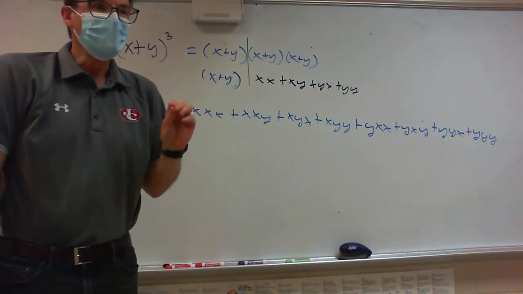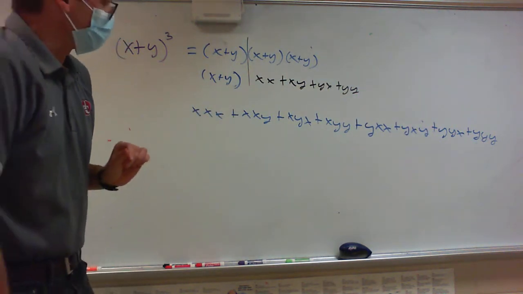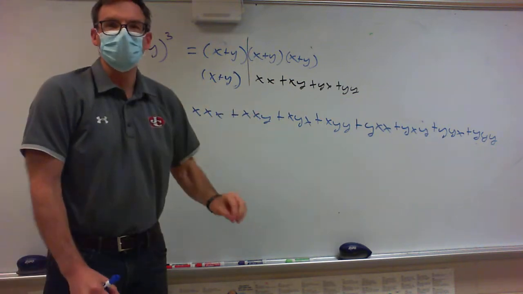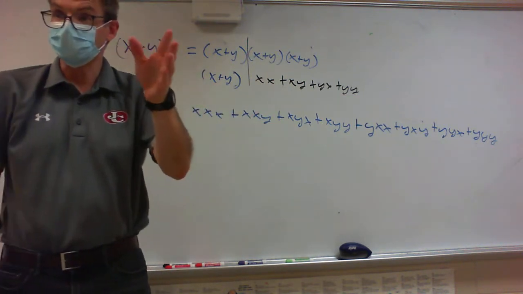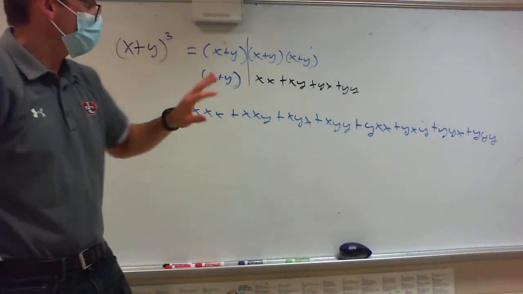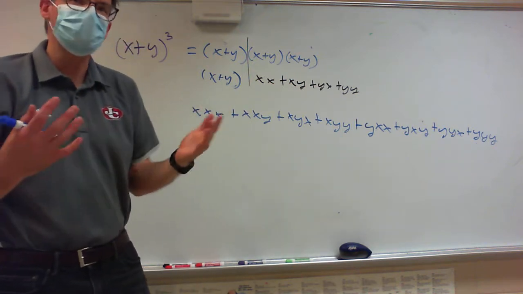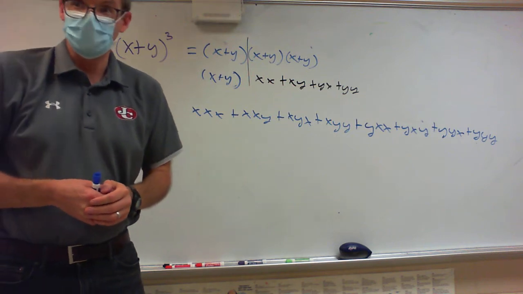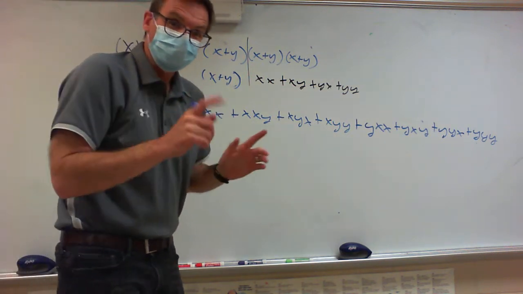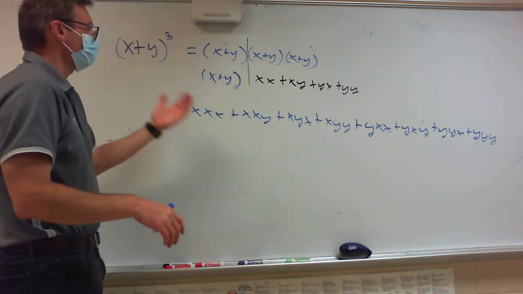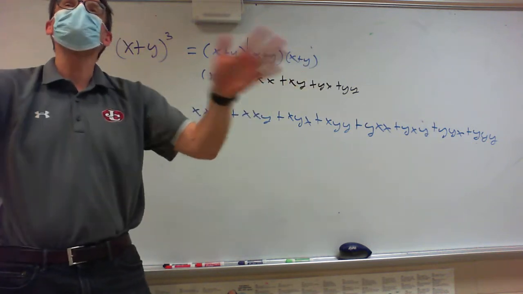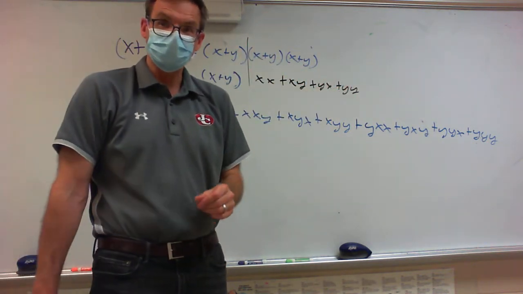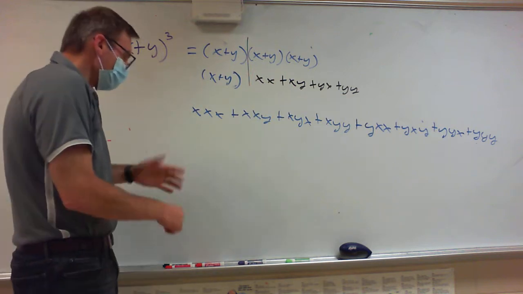But what I want everybody to notice about all this, do you notice that each one of these terms has 3 letters? Does everybody see that? And these 3 letters are just sort of a combination of x and y. Notice I use the word combination, right? Now, so we have all the possible combinations of x's and y's, right? So let's sort of write down what we have.